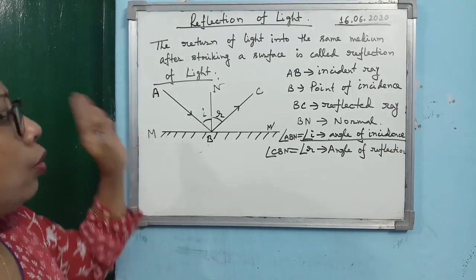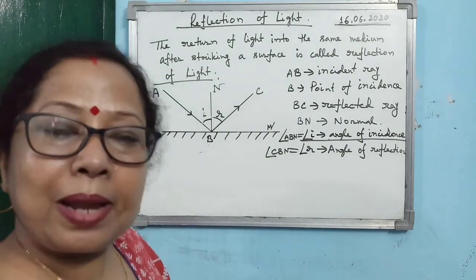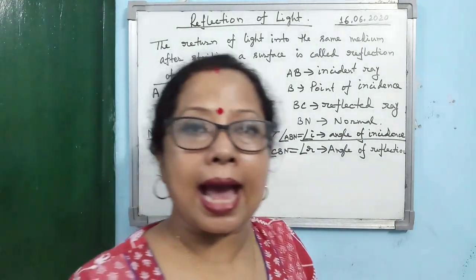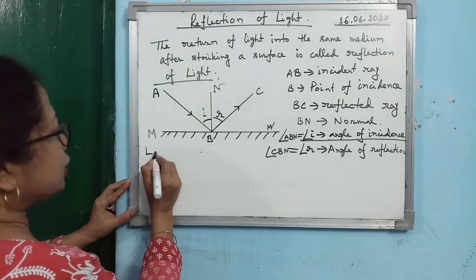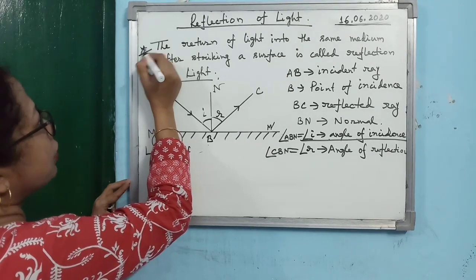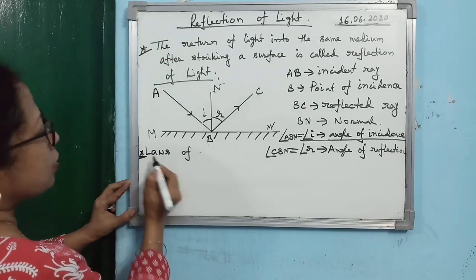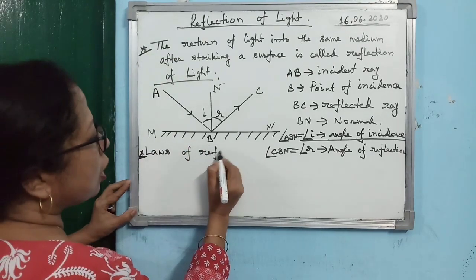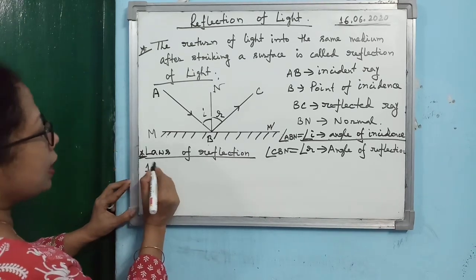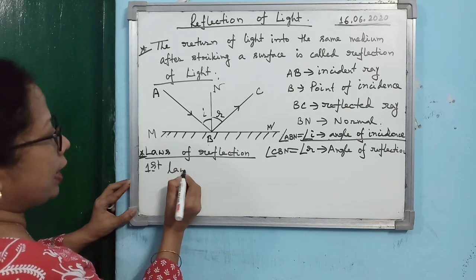Alright. Now, whenever reflection takes place, then it obeys two laws. They are known as laws of reflection. The second important topic. So, this one is the first important topic. Then this one is the second one. Laws of reflection. You must learn both the laws. What is the first law of reflection?